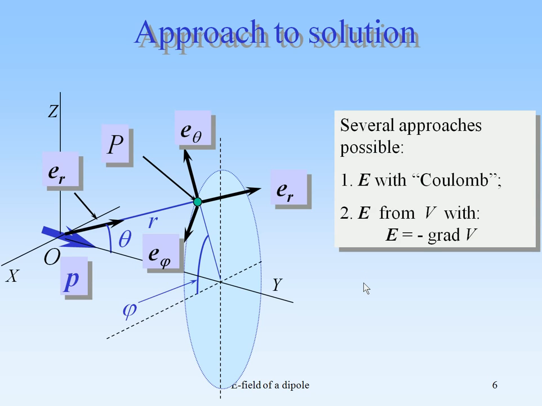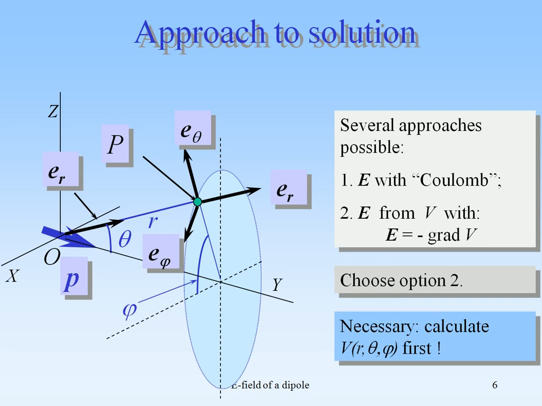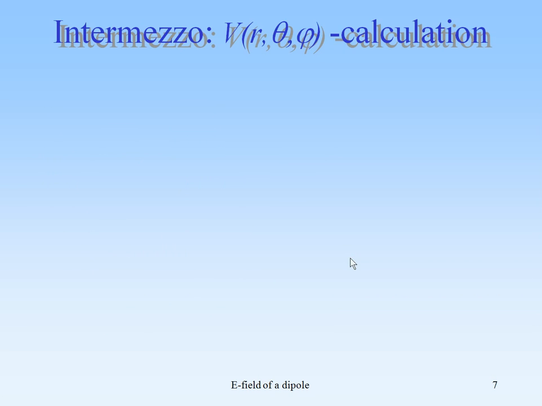Well, we have several approaches possible. We can calculate E with Coulomb, and E from the potential with minus the gradient of phi. But we take option 2. And necessary is to calculate the potential first. We calculate the potential here.